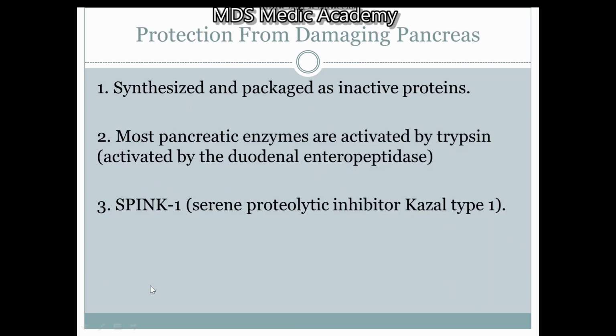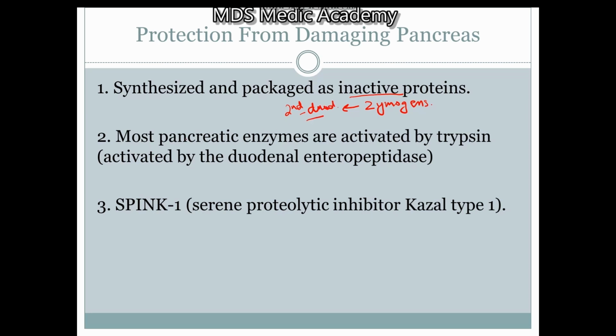So the enzymes that are produced by the pancreas are actually very powerful digestive enzymes. There are certain mechanisms through which the pancreatic parenchyma is protected from damage by these strong digestive enzymes. So these enzymes are synthesized and packaged as inactive proteins. So what are these inactive proteins called? They're called zymogens. These zymogens are packaged inside the granules and then transported to the second part of the duodenum.